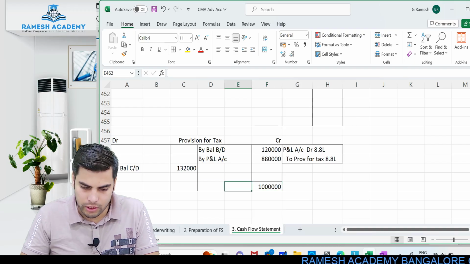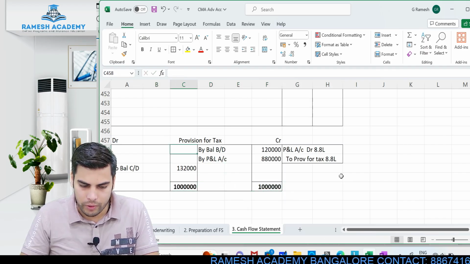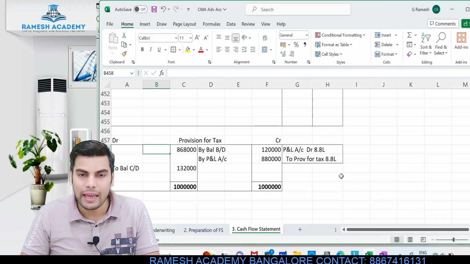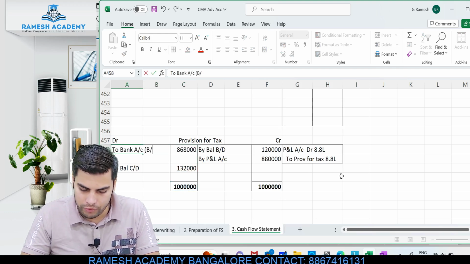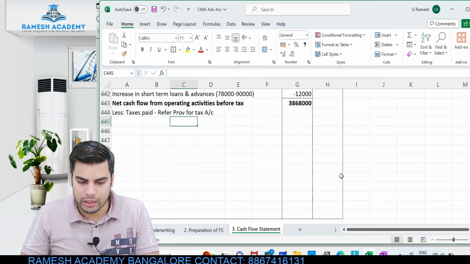Now close this particular ledger, and you will get to know the taxes which you actually paid. So 1 crore is the total. Same total I'll be writing over here. From this 1 crore, if I deduct this 1,32,000, 8,68,000 rupees is what we are getting. This is the actual amount of taxes paid.